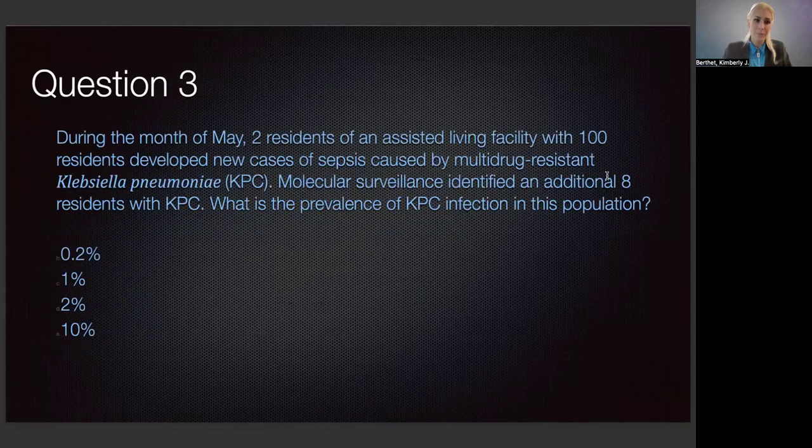Question number 3. The question says, during the month of May, 2 residents of an assisted living facility with 100 residents developed new cases of sepsis caused by multi-drug resistant KPC. Molecular surveillance identified an additional 8 residents with KPC. What is the prevalence of KPC infection in this population? We'll give you a second to pause the video here and go ahead and do the math.